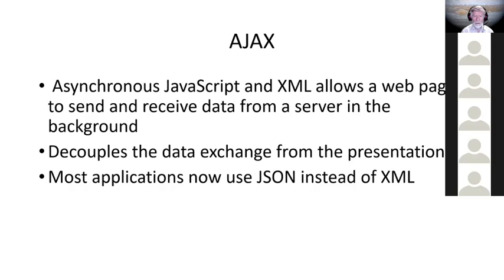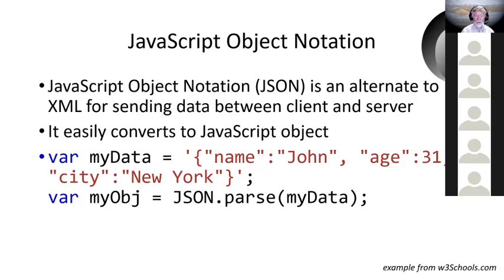XML is not used as much as it was because of the difficulties that were talked about earlier, kind of redundant, heavy duty. What's more popular now is JSON. JSON is the JavaScript Object Notation, and it's used very commonly for sending information between a client and a server. One of the big advantages of JSON is that it can be easily converted to and from a JavaScript object.